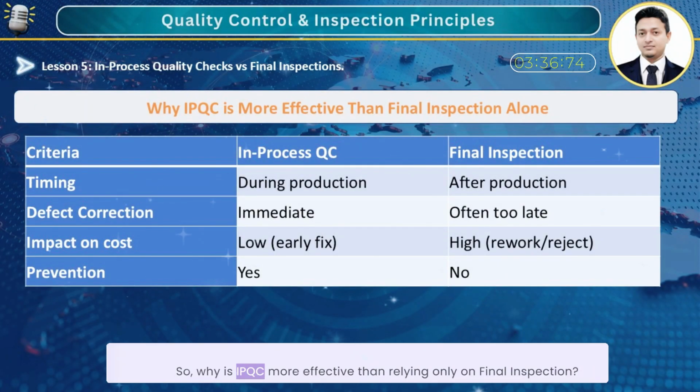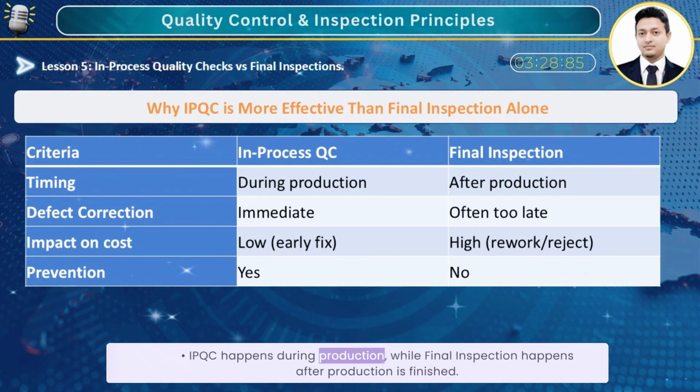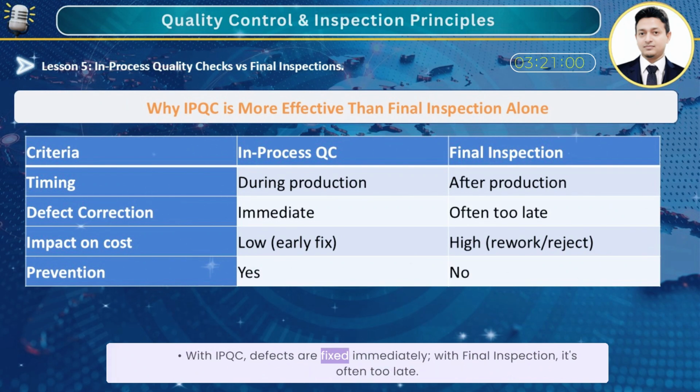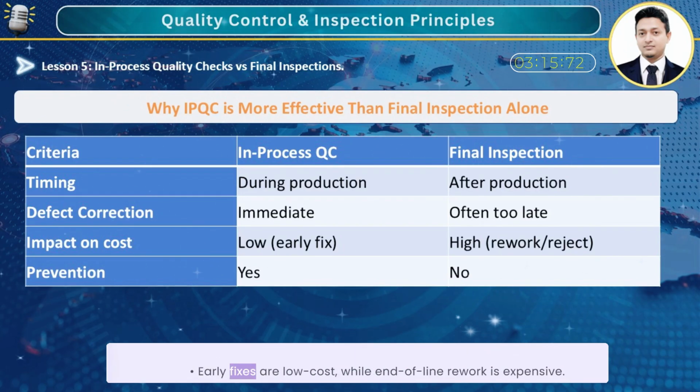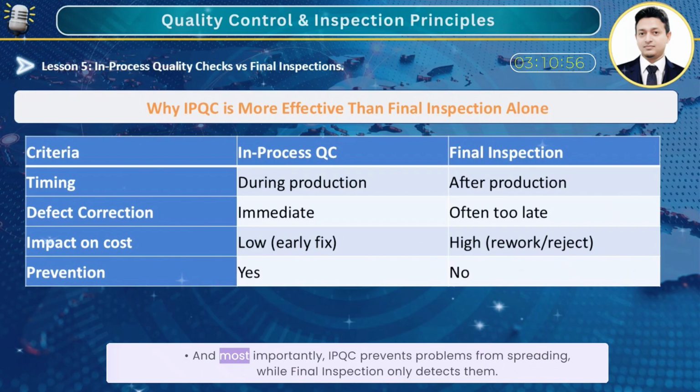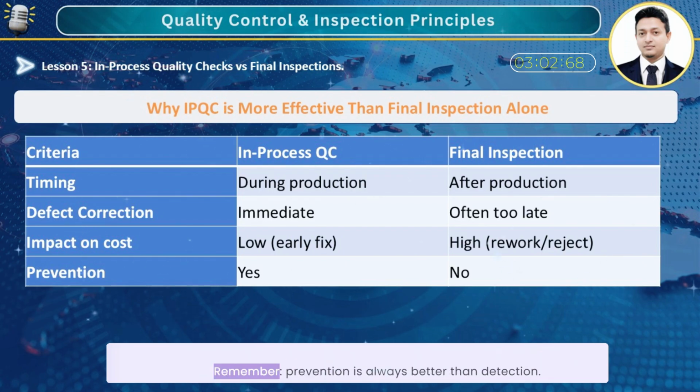So, why is IPQC more effective than relying only on final inspection? It's all about timing. IPQC happens during production, while final inspection happens after production is finished. With IPQC, defects are fixed immediately. With final inspection, it's often too late. Early fixes are low cost, while end-of-line rework is expensive. And most importantly, IPQC prevents problems from spreading, while final inspection only detects them. Remember, prevention is always better than detection.